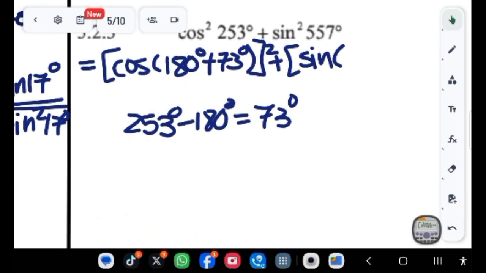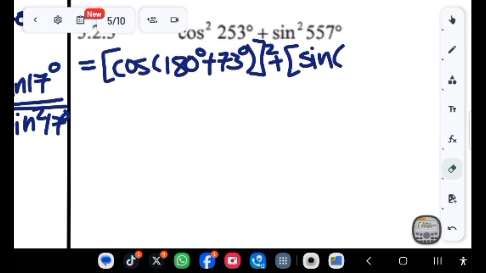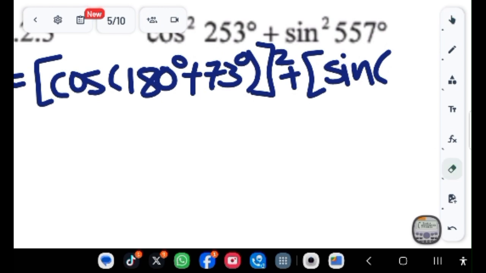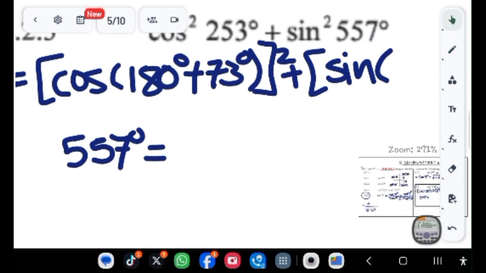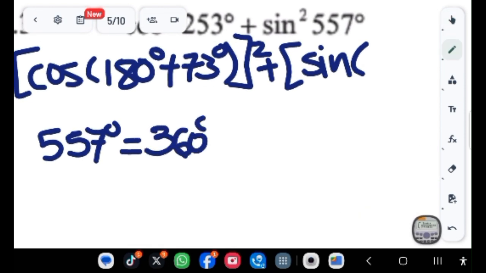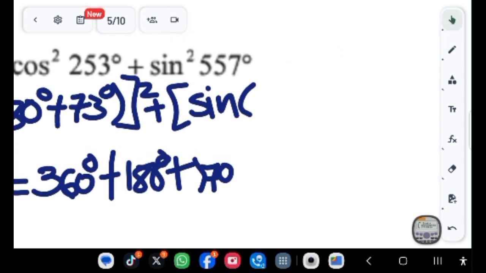557 is bigger than 360. So what you do is you see how many 360s you can subtract. Okay, so you can see how the whole angle was constructed. So we subtract 360. 557 minus 360, that's 197. Now let's subtract 180. And that will give us the acute angle 17 degrees. So this can then be written as 360 plus 180 plus 17 degrees. And that's how we write it.